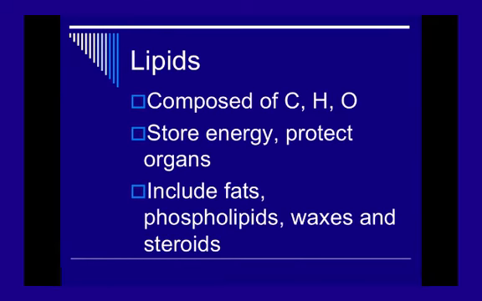The second type of macromolecule is called a lipid. Lipids are also composed of carbon, hydrogen, and oxygen, and yet they're very different from sugars or carbohydrates. They do store energy, and they also have a job of protecting your organs. These include fats, phospholipids, waxes, and steroids.